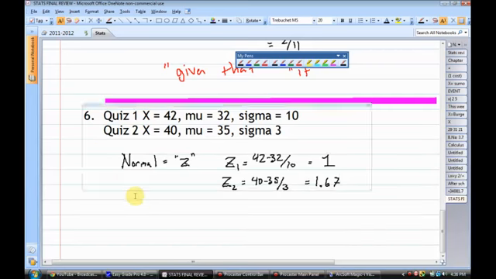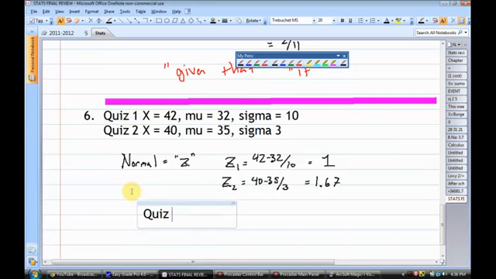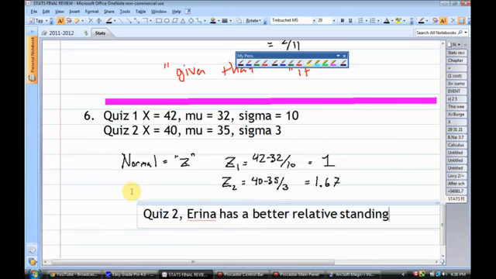And the z-score is always 2 decimal points, right? Quiz 2 has a better z-score. If it's a percentage, it's not a z-score. Okay. Questions on this one? Depending on how much they give you.